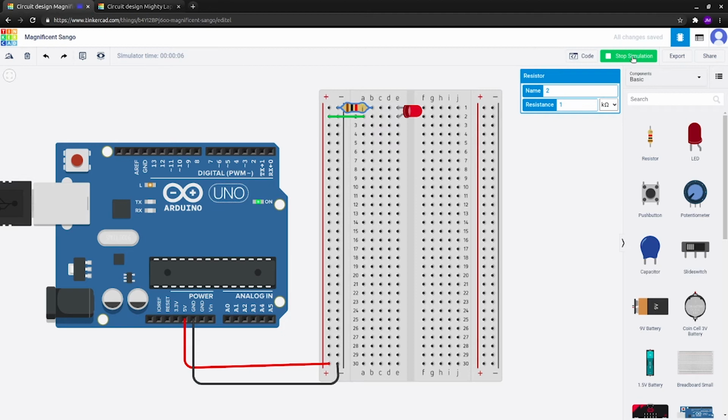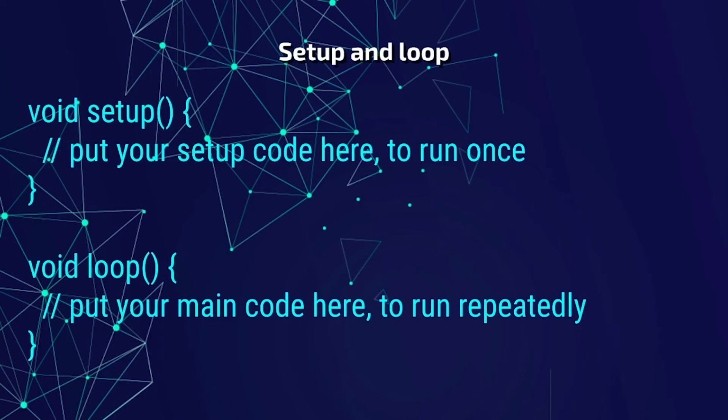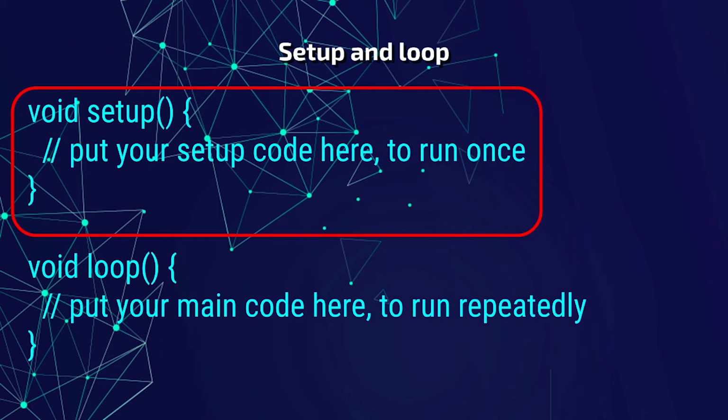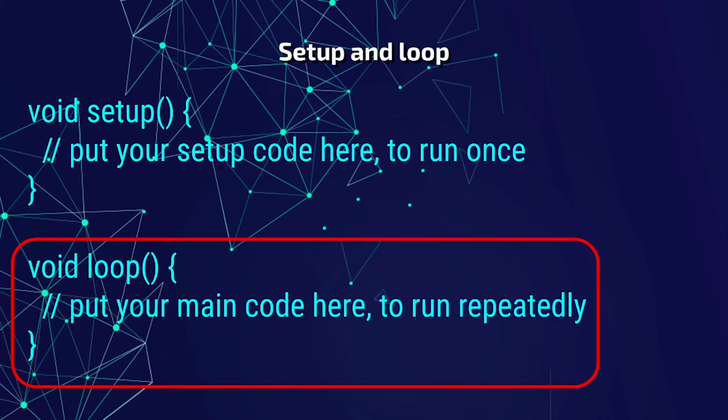Now let's get to the interesting part, the Arduino. All Arduino code requires two main functions, the setup and the loop. The setup will be run once when the controller is started. After the setup is done running, the loop will then be run repeatedly.